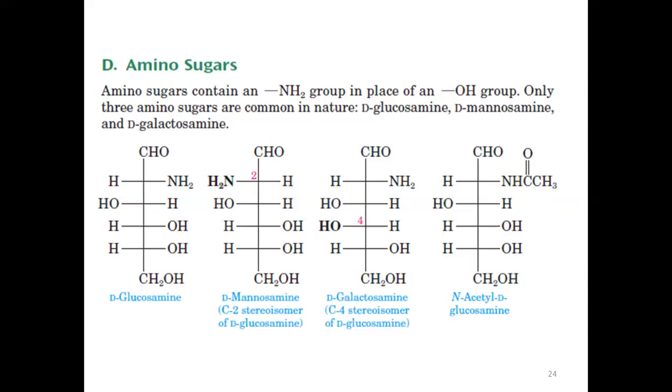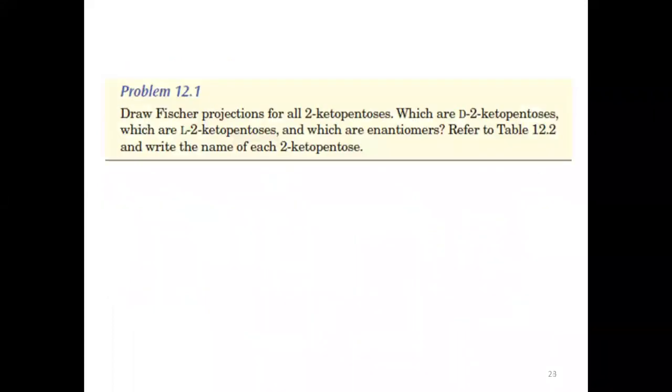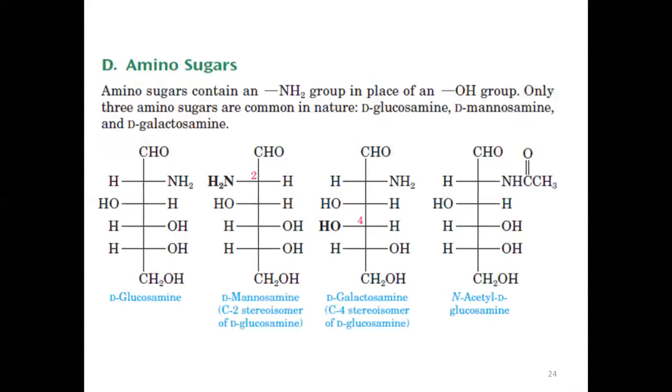Okay, so what we have learned so far is that there are 2 general types of monosaccharides. We have the aldose and the ketose, but the third type is the amino sugar, when we replace our OH. So that ends our discussion for today.